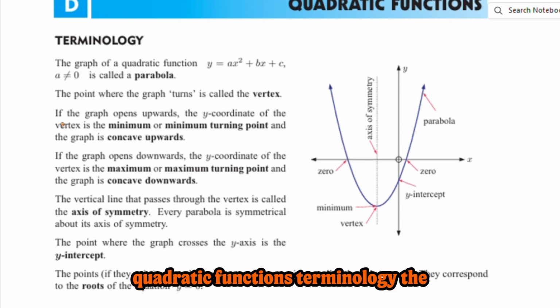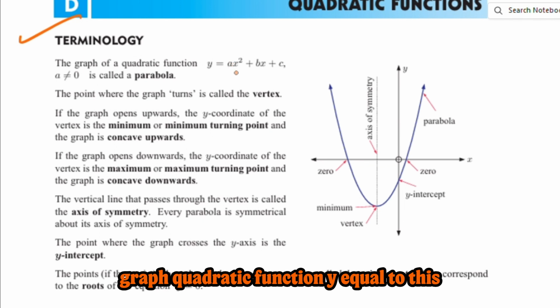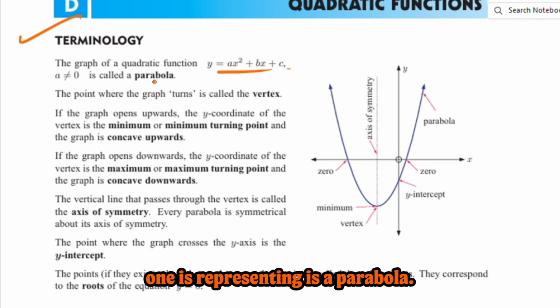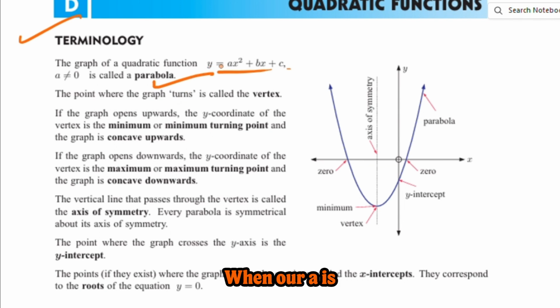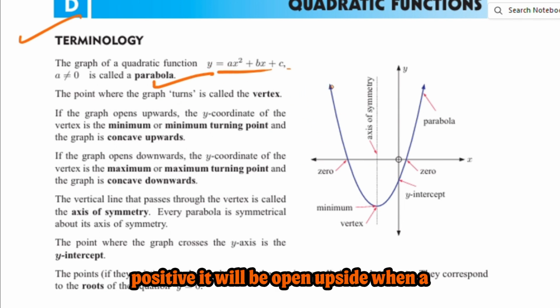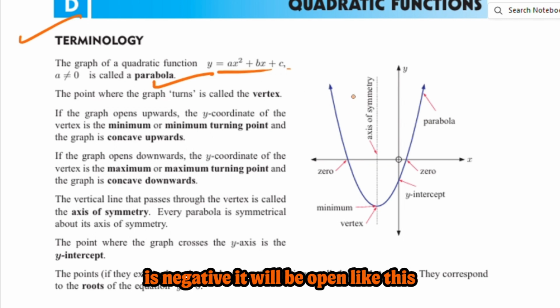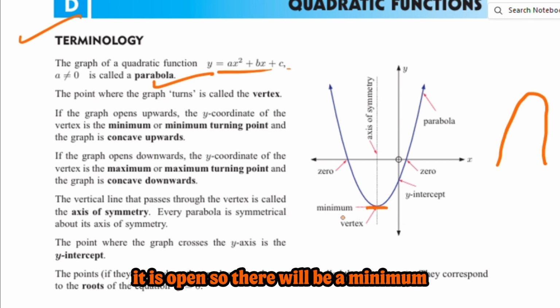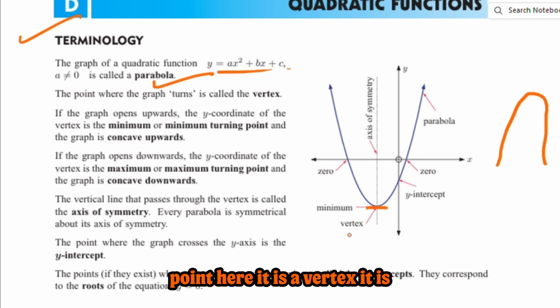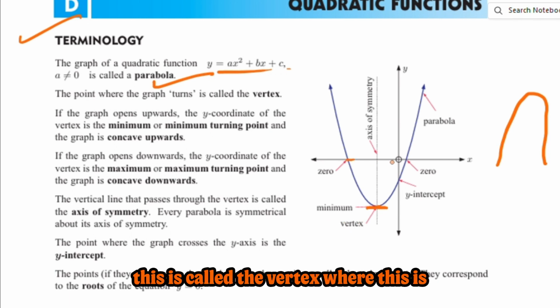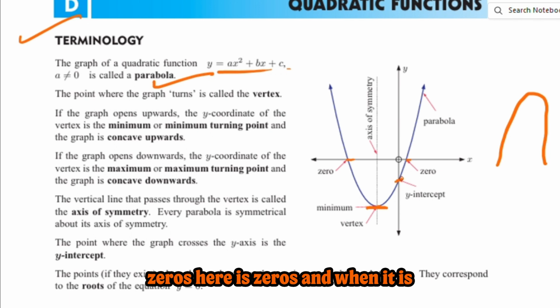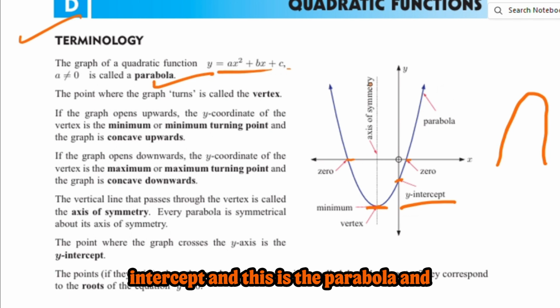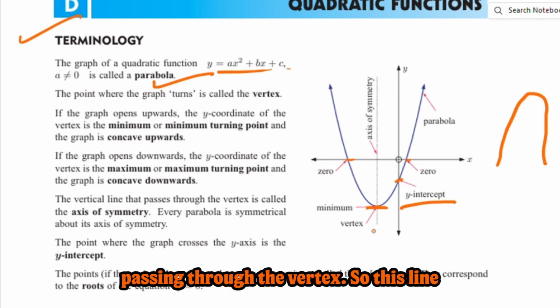Now quadratic function terminology. The graph of a quadratic function y = ax² + bx + c is a parabola. When a is positive, it opens upward. When a is negative, it opens downward. When it opens upward, there is a minimum point, called the vertex. The y-intercept is where the graph cuts the y-axis. This line is the line of symmetry, which passes through the vertex.